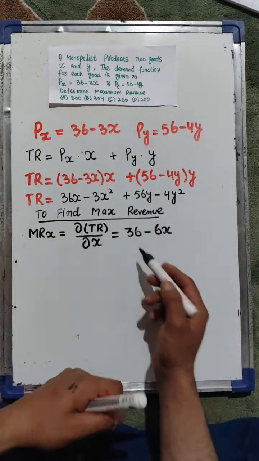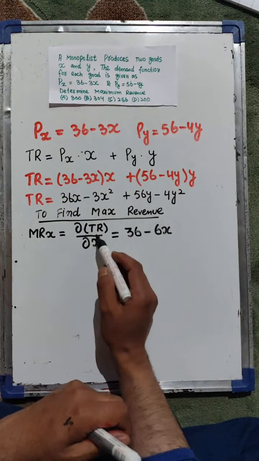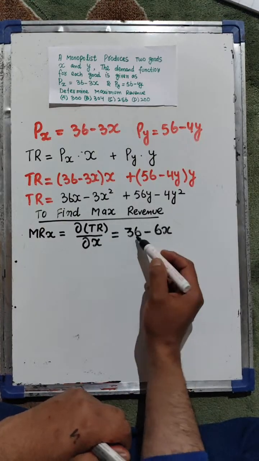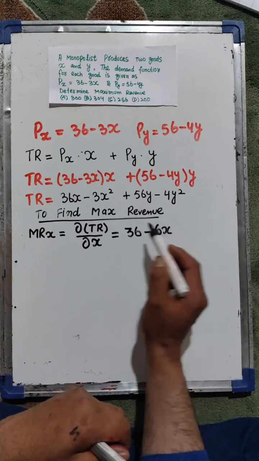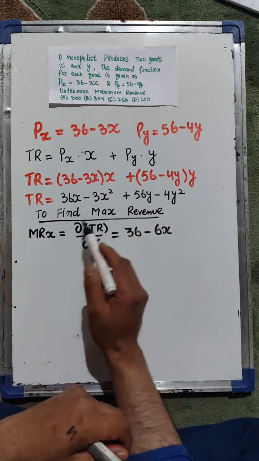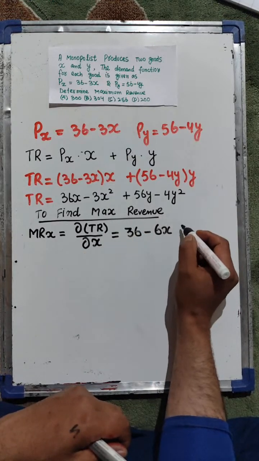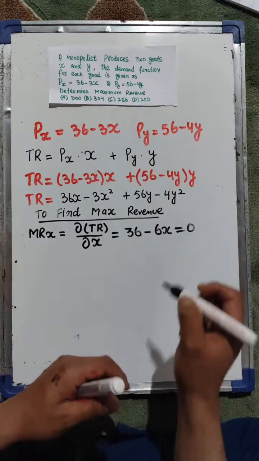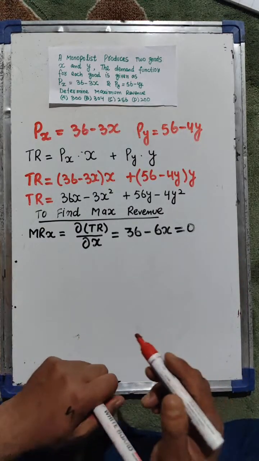So bear with me. This is the marginal revenue of good X, which is equal to 36 minus 6X. So total revenue will be maximum when marginal revenue will be equal to 0. So we set it equal to 0.